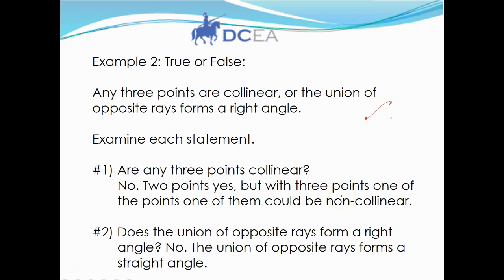Now let's look at statement 2. Does the union of opposite rays form a right angle? No. The union of opposite rays forms a straight angle. That is the definition of the union of opposite rays. So both of these statements were not true.